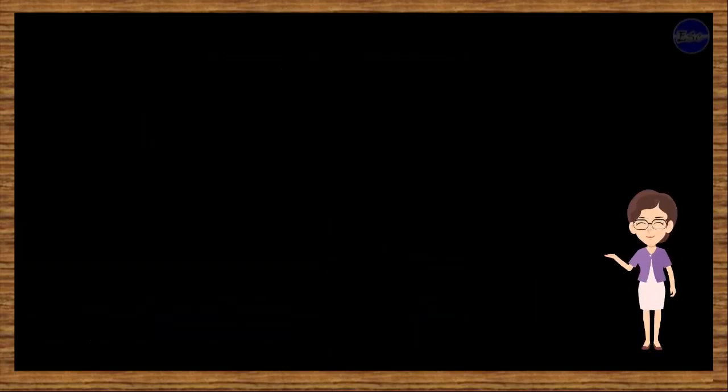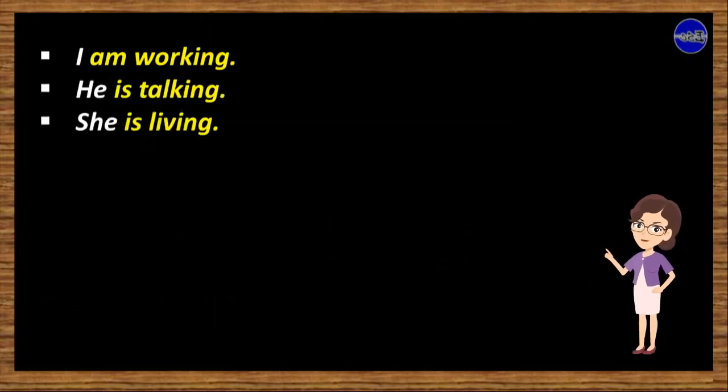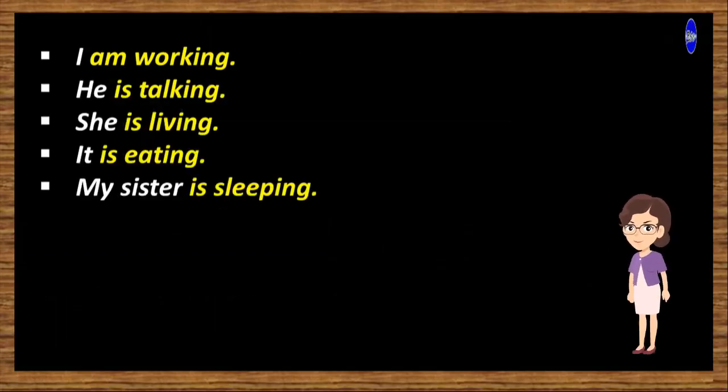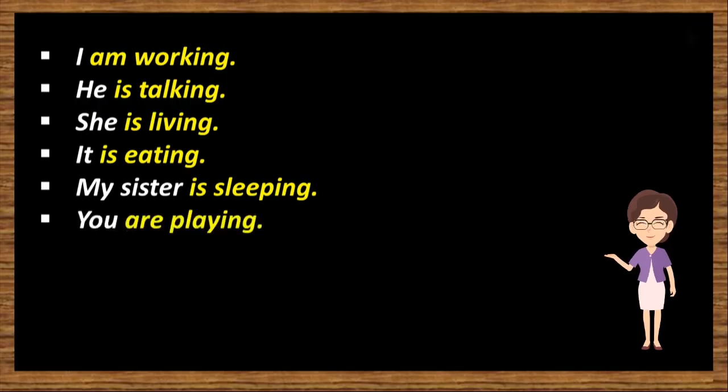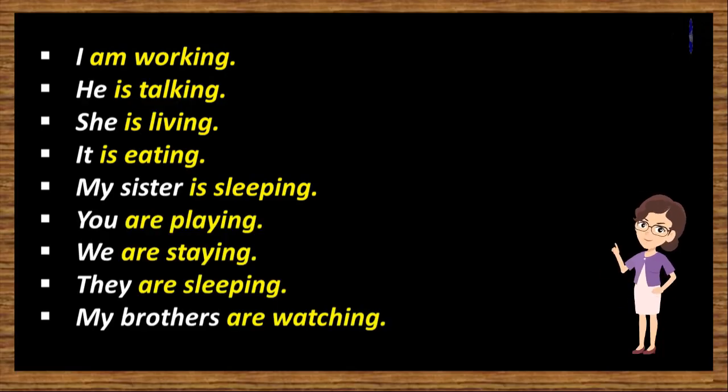See these examples. I am working. He is talking. She is living. It is eating. My sister is sleeping. You are playing. We are staying. They are sleeping. My brothers are watching.